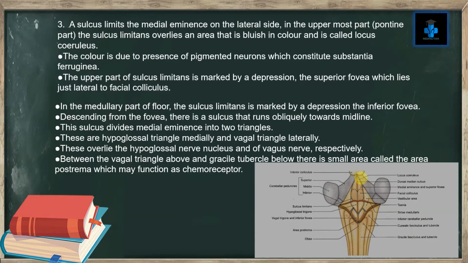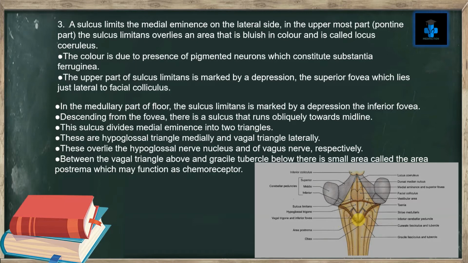The upper part of the sulcus limitans is marked by a depression, the superior fovea, which lies just lateral to the facial colliculus. This right here is the facial colliculus, and just lateral to it you can appreciate the superior fovea. In the medullary part of the floor, the sulcus limitans is marked by a depression, the inferior fovea. So, right here is the inferior fovea.